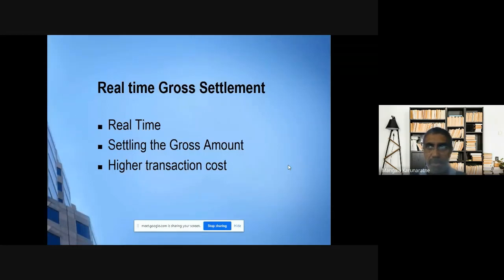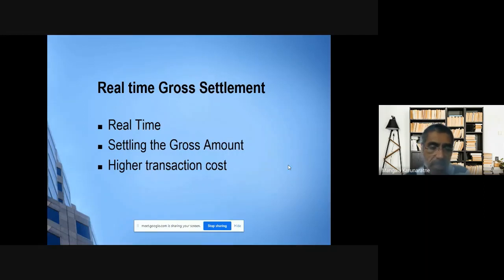We use it for fund transfers between the participants of this system. Now when I say participants, you get banks, primary dealers, and some other designated participants in this system. So they are actually in one group who can use the real-time gross settlement system, that is RTGS, right?